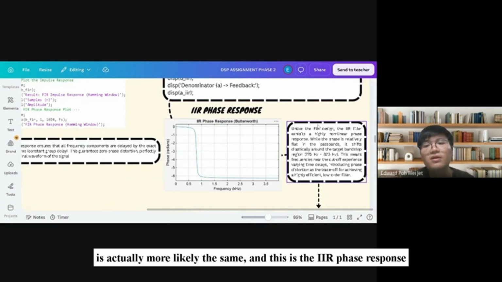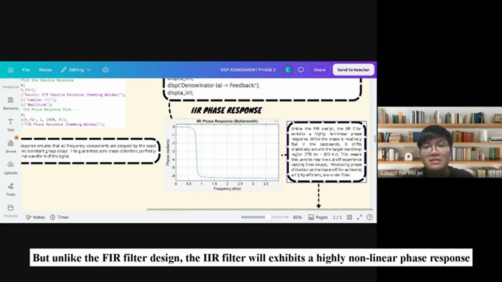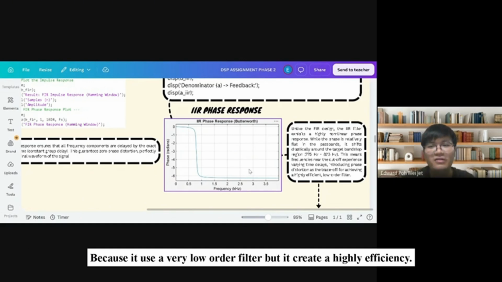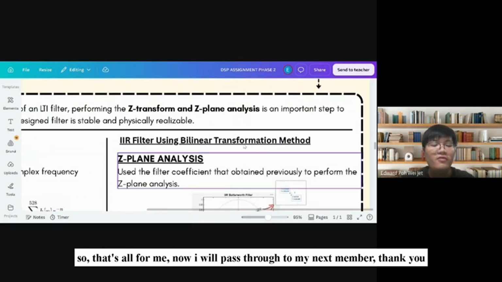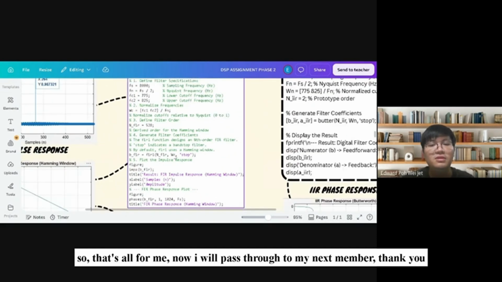And this is the IIR phase response. Unlike the FIR design, the IIR filter exhibits a highly non-linear phase response because it uses a very low order filter, but this makes it highly efficient. So that's all for me. Now I'll pass it on to the next speaker.